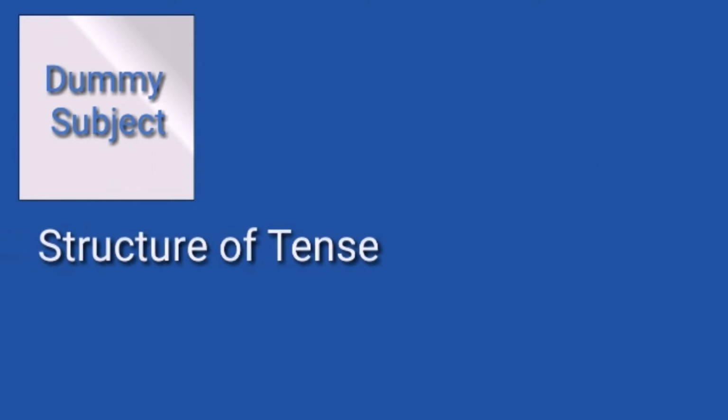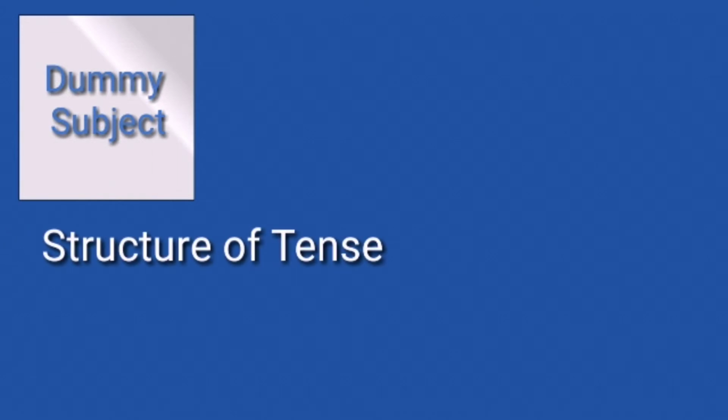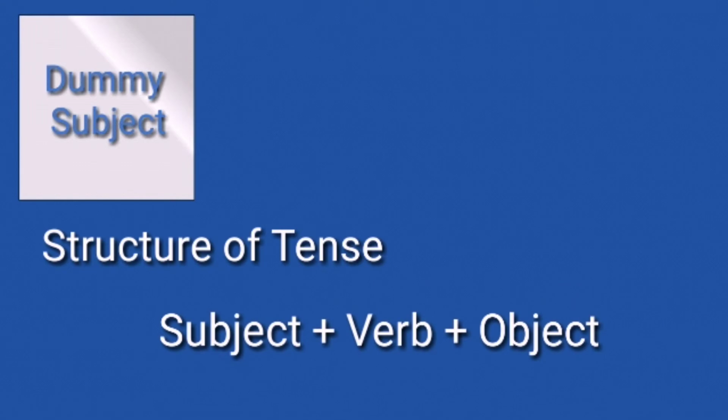As we all know that the structure of every sentence is consisted with three main components, that are subject, verb and object.